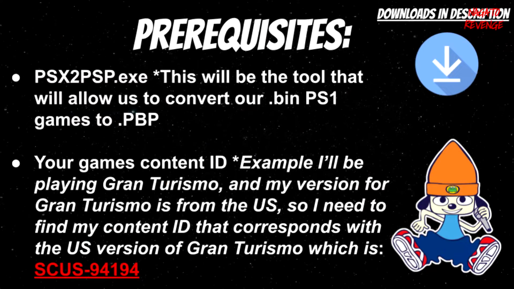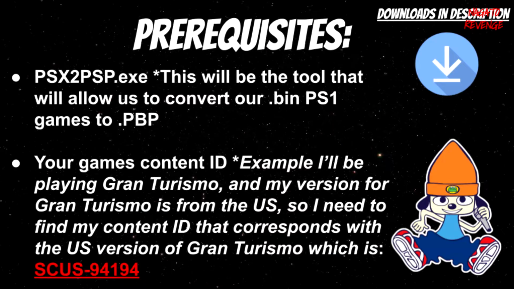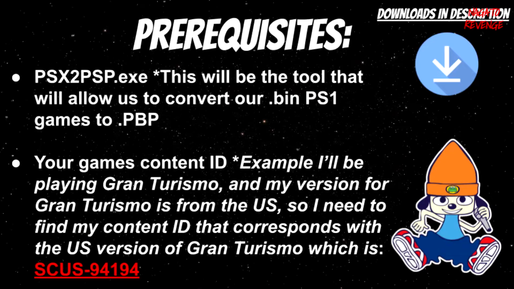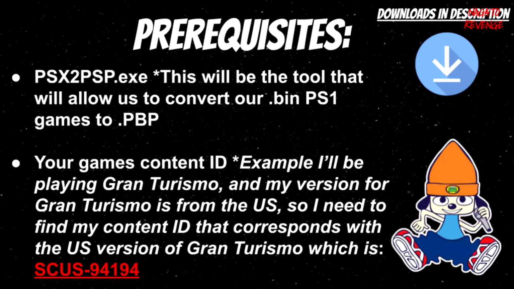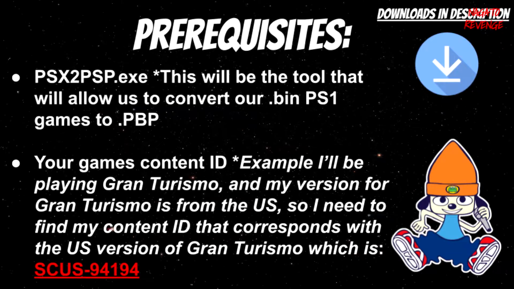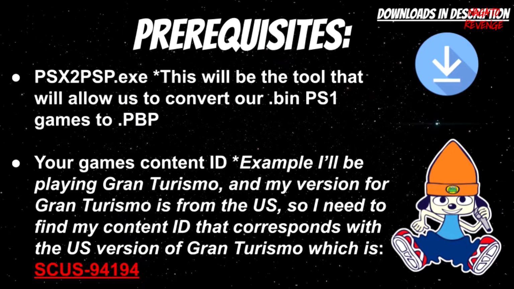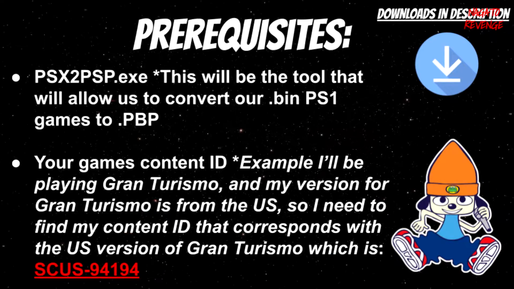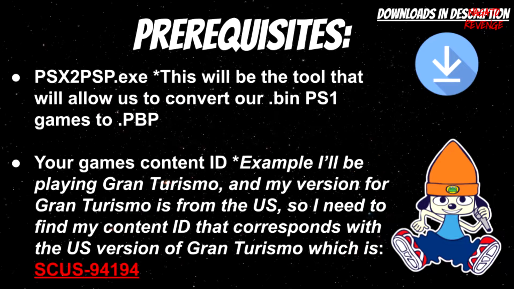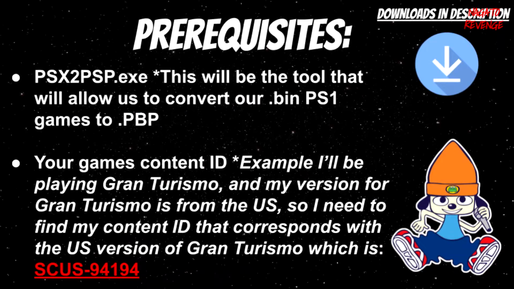For example, I'm going to be playing Gran Turismo for this video, and my version of Gran Turismo is from the United States, so I need to find the content ID that corresponds with the US version of Gran Turismo. And here at showcase, here's the content ID for me for the US region. So make sure where you download your games from, or your copy of your BIN.CUE format for your games, make sure you know the content ID for your PlayStation 1 game.